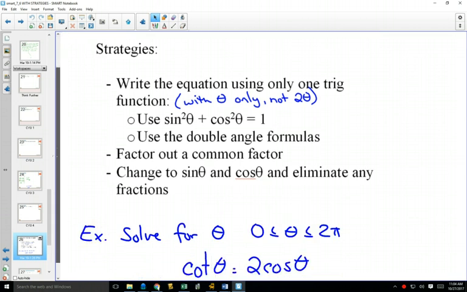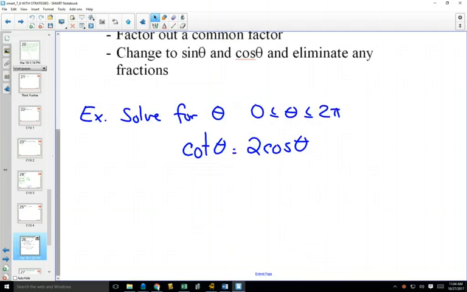Here's our first one. Solve for theta between 0 and 2 pi, where cotangent of theta equals 2 cos of theta. So the first thing we notice in this equation is that we have two different trig functions. So I would look and say, is there a way that I can change cos to cotangent or cotangent just to cos? No, there's nothing that directly does that.